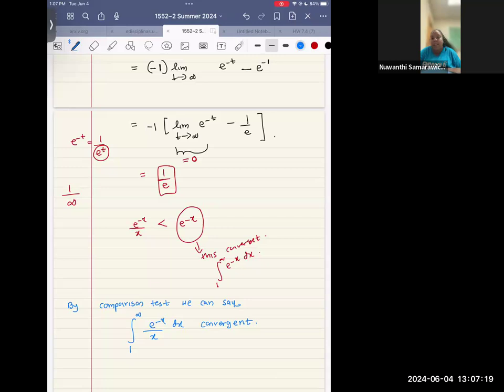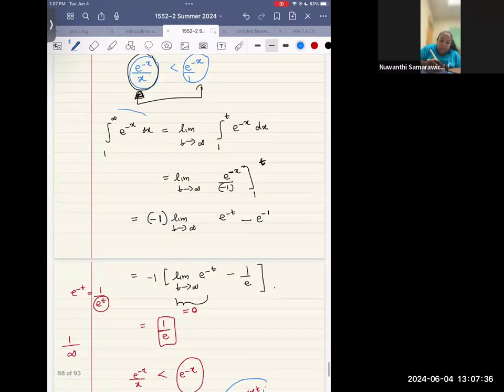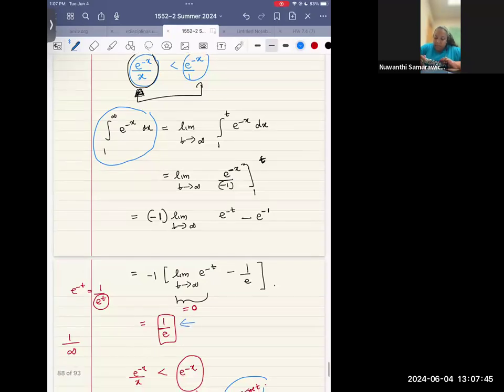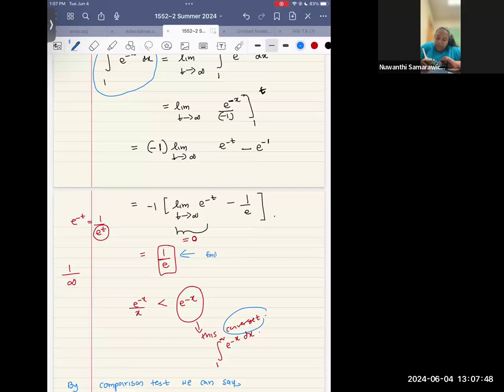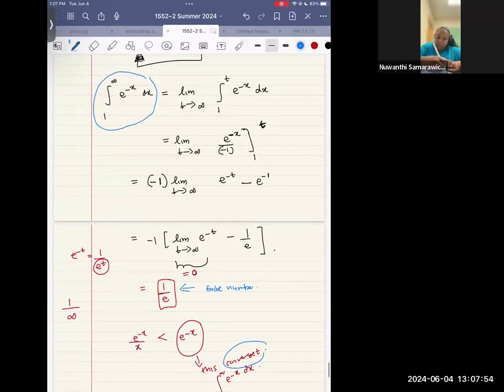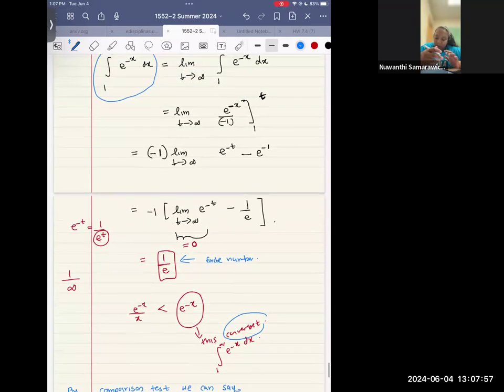Okay, so this is the end of chapter 7. How did we know it is convergent? This is convergent because here we found the improper integral from 1 to infinity gives a finite value. This is a finite number. So that's why the improper integral of this one is convergent.